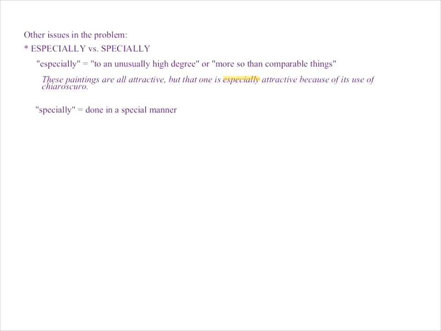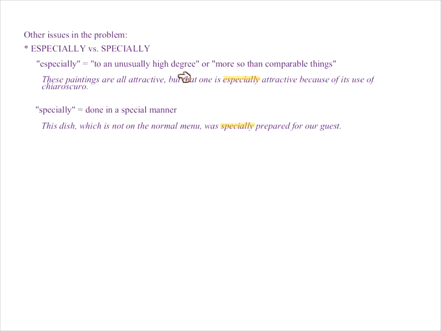So, like this dish, which is not on the normal menu, was specially prepared for our guest. This means it was prepared in a way that is special. It wouldn't make any sense to use "especially" here because there's no matter of degree. So everybody smiley face if you understand this distinction.